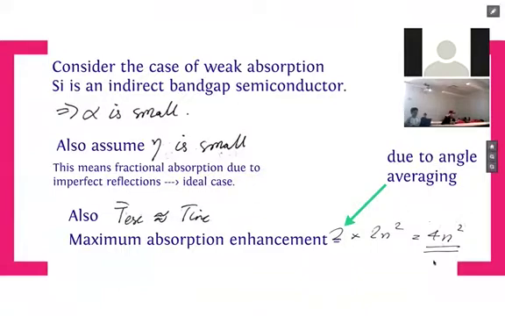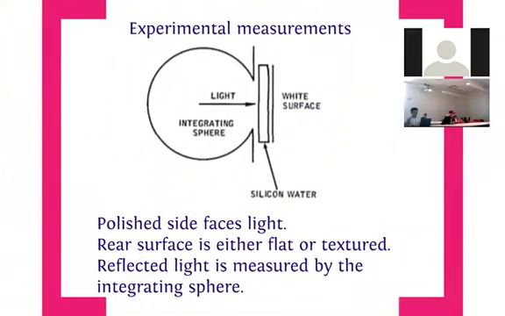Okay, so that's a very important conclusion. Let me just repeat that. What it's saying is that by using a random texturing technique, you can increase the absorption in bulk silicon, for instance, up to 4 times n squared, which is a pretty remarkable number. That's almost 50. N for silicon is about 3.5. You square it, that's about 10, and times 4, a little over 40. So it's a pretty big impact.